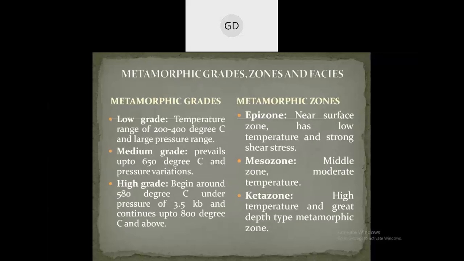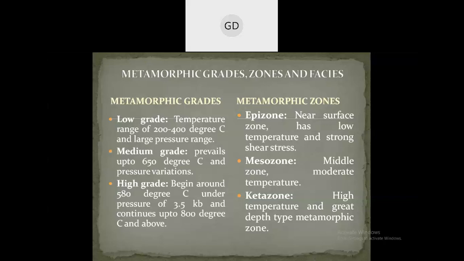Next we go to the metamorphic grades, zones, and phases. What is, first of all, metamorphic grade? Metamorphic grades are the extent or degree to which an original rock is changed due to metamorphism. The degree to which the original rock changes due to metamorphism can be expressed in terms of metamorphic grade.